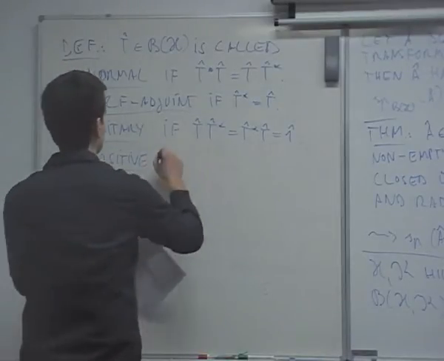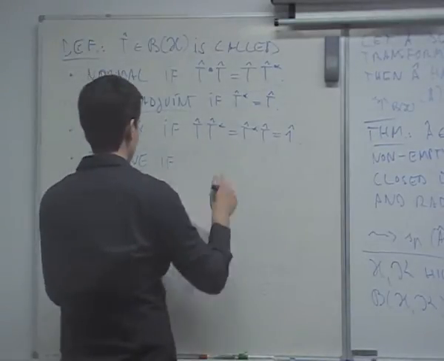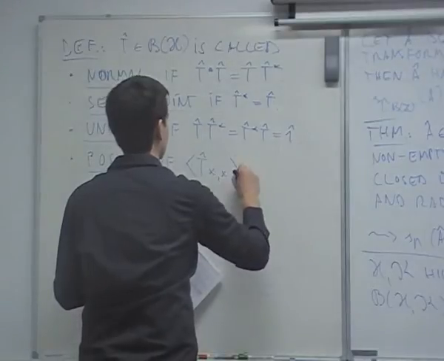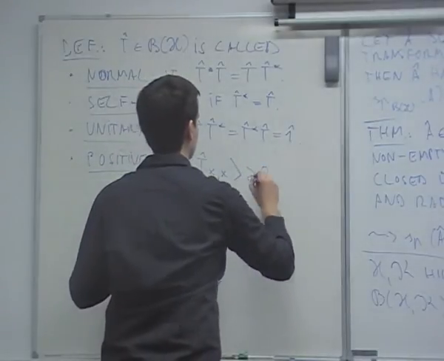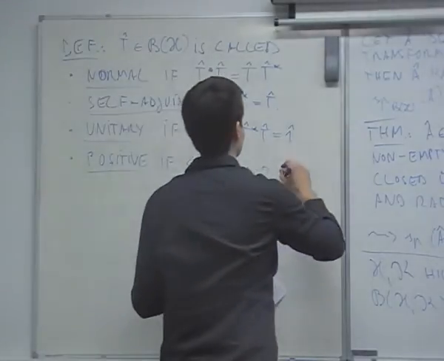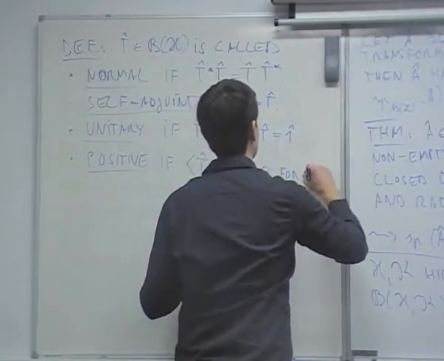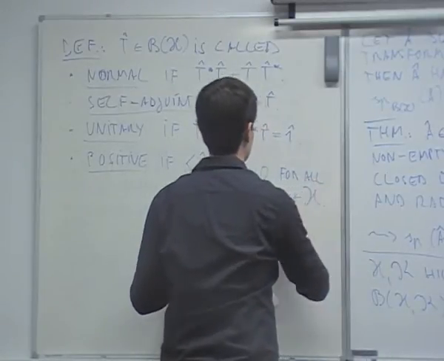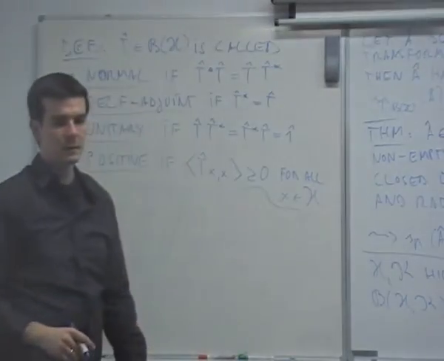And finally it's called positive if, well, different ways of saying this. This is a way which does not involve anything but the inner product. So if ⟨Tx, x⟩ is larger or equal to 0 for all x in the Hilbert space. Okay.